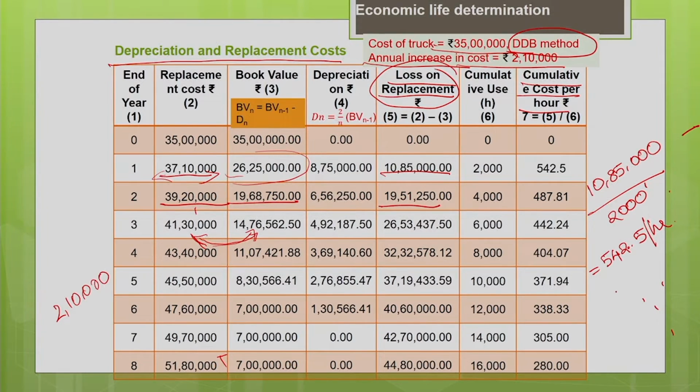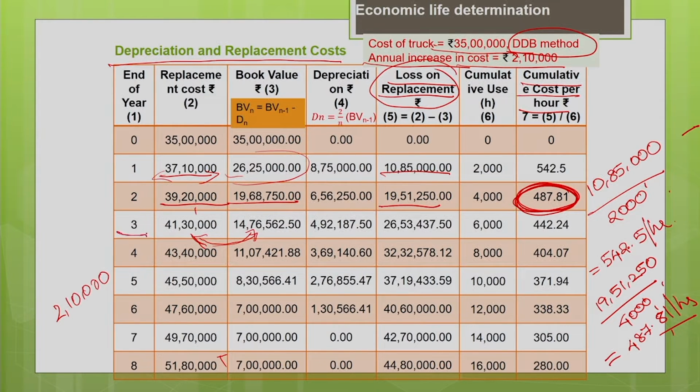Similarly, at the end of second year, if I wanted to find the depreciation and the replacement cost, you can see that it is 19,51,250. At the end of second year, the cumulative use is 4000 hours. So, now the cost per hour will be 487.81 per hour. That means, if I am going to hold this machine with me for 2 years, the cost per hour associated for the 2 years is 487.81. So, the replacement cost associated with this machine per hour is 487.81 for 2 years.